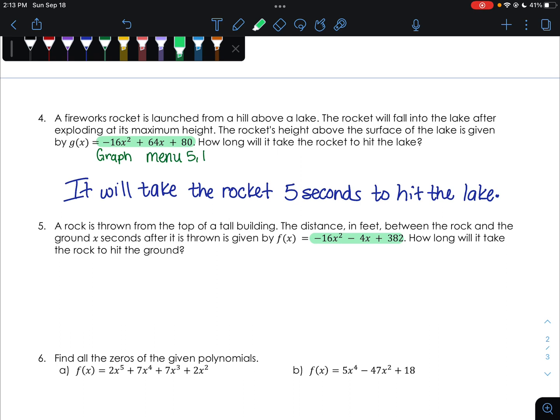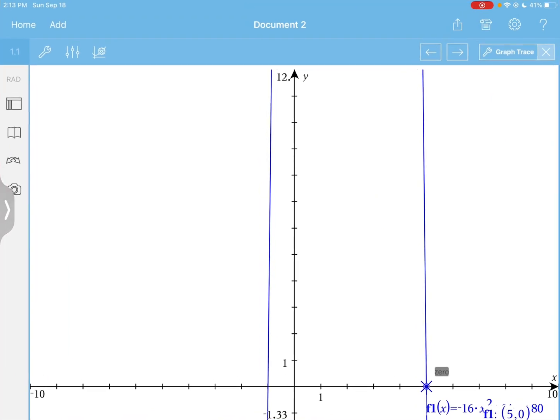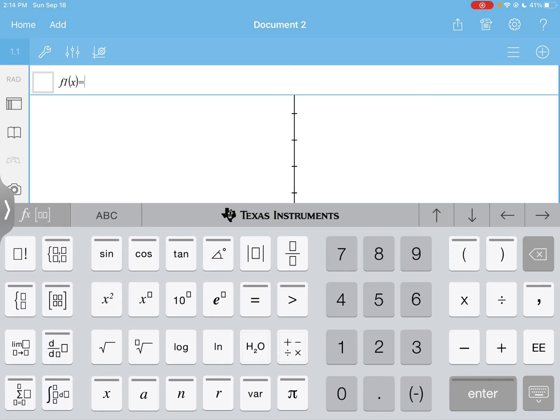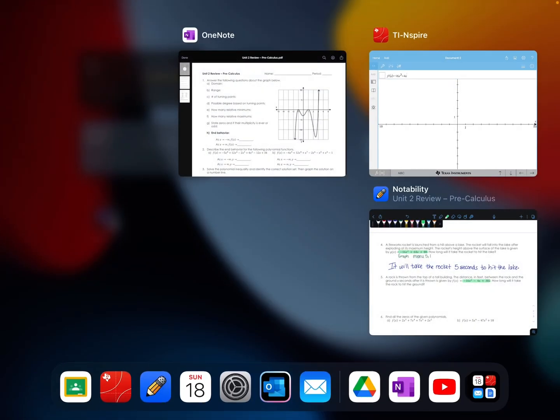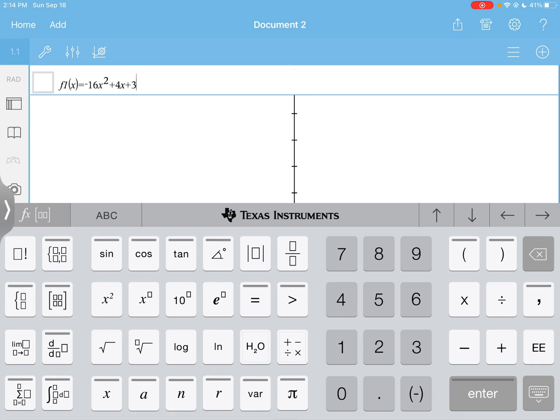So we have negative 16x squared minus 4x. So new or home, new document. No, we don't want to save. Add a new graph. So let me fix my sign. So negative 16x squared minus 4x plus 382.